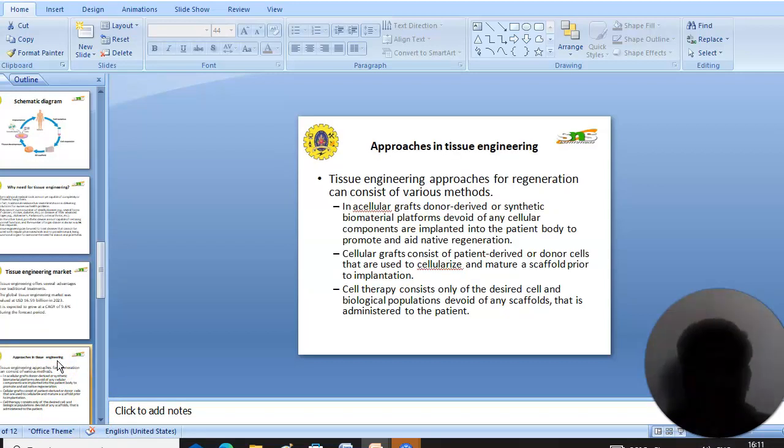Next, the approaches in tissue engineering. Two types of approaches are used, acellular graft and cellular graft. In an acellular graft, donor-derived or synthetic biomaterial platforms devoid of any cellular components are implanted into the human body to promote and aid tissue regeneration. A cellular graft consists of patient-derived or donor cells that are used to cellularize and mature a scaffold prior to implantation.